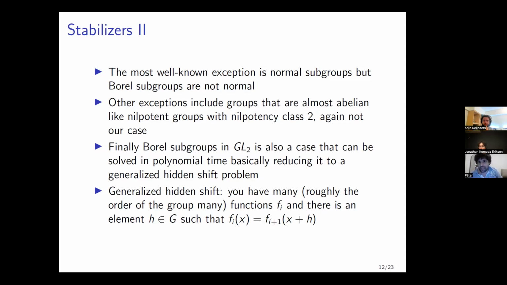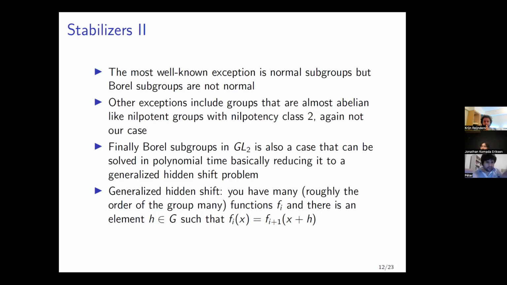And one of the cases that luckily is exactly our case is where the big group is GL2 over F_p, or in general, the first result was GL2 F_p, and the hidden subgroup is a Borel subgroup. Basically, the reason this is a special case is that it's a group action where the stabilizers are very, very big, basically as big as they get. So the hidden subgroup is very big, and this is what can be leveraged.